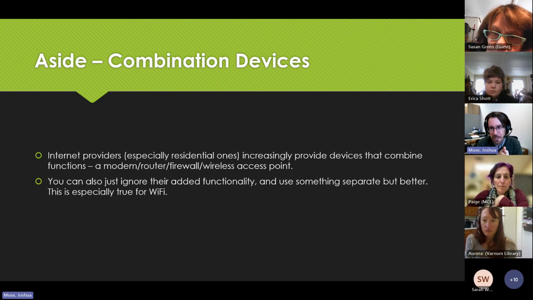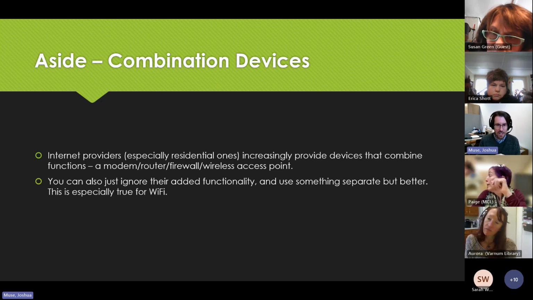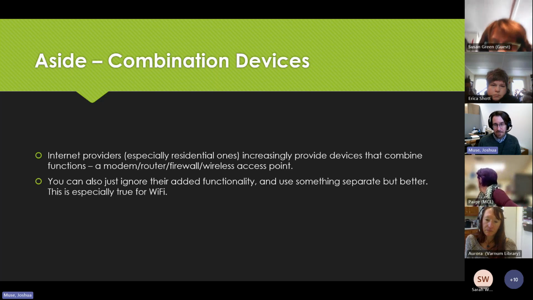So this is about combination devices. Internet providers, especially residential internet providers, but possibly also commercial ones, have a tendency to stick everything into one device because it's cheaper and easier for them. So you might get a modem that is also a router, that is also a firewall, that is also a wireless access point, all in one thing. And that's totally fine.